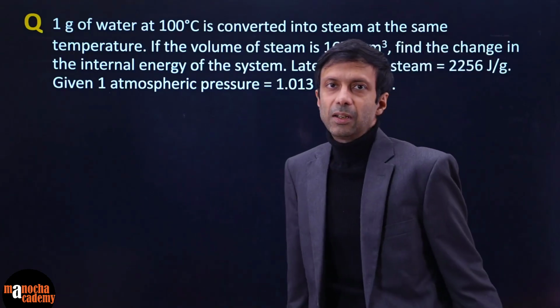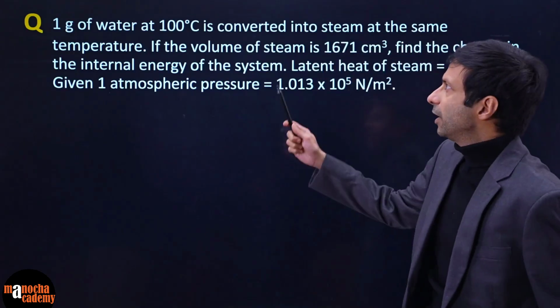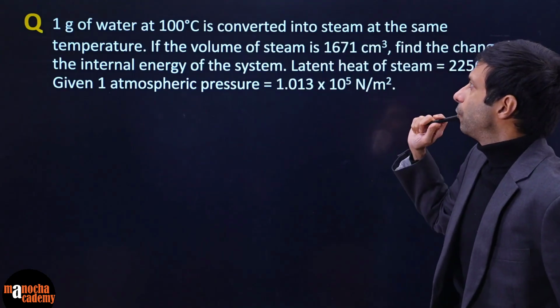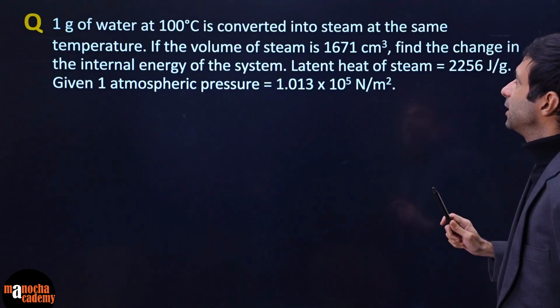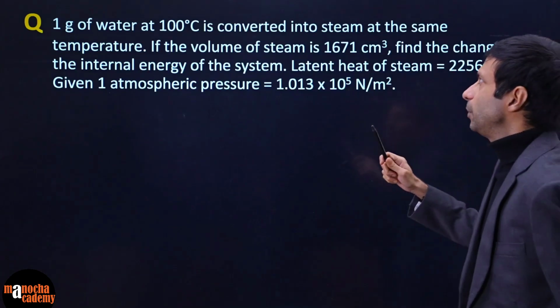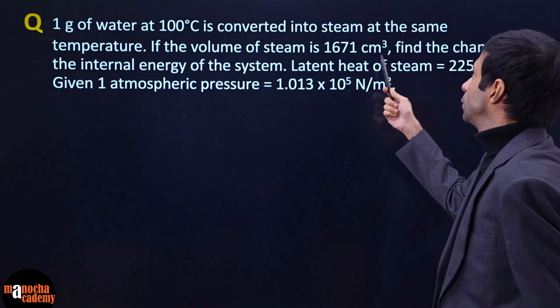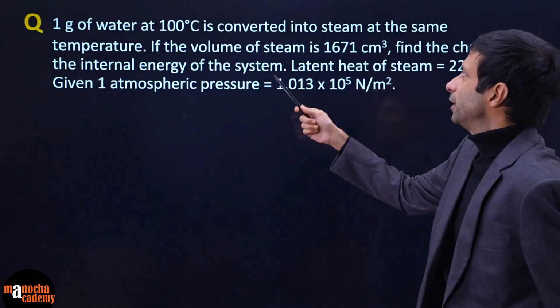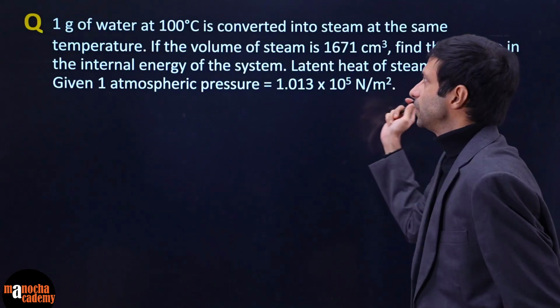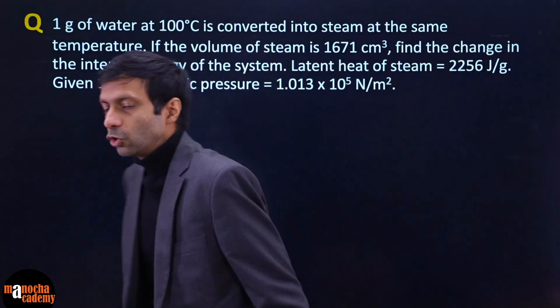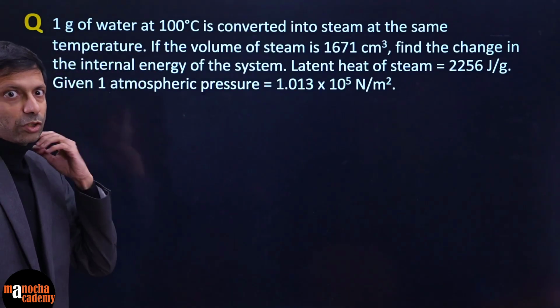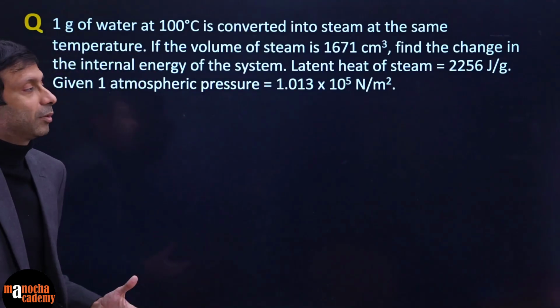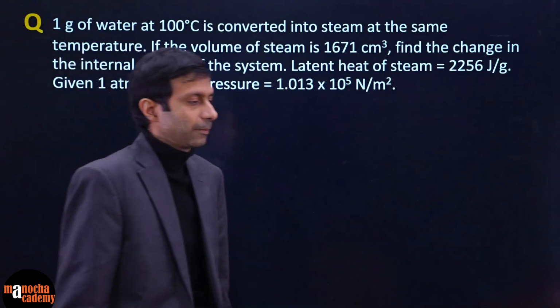So let's try a couple of questions based on the concepts we have done. Let's say we have 1 gram of water at 100 degrees Celsius converted into steam at the same temperature. If the volume of steam is so much, find the change in internal energy of the system. Latent heat of steam is given, atmospheric pressure is given. So come on guys, I want all of you to pick up your pen and paper, apply the concepts that we have learned, the first law of thermodynamics, and see if you can solve this.